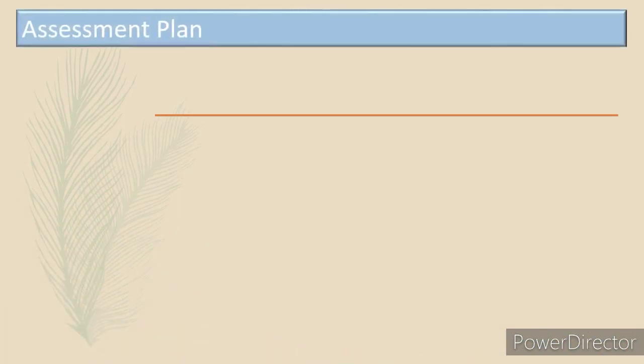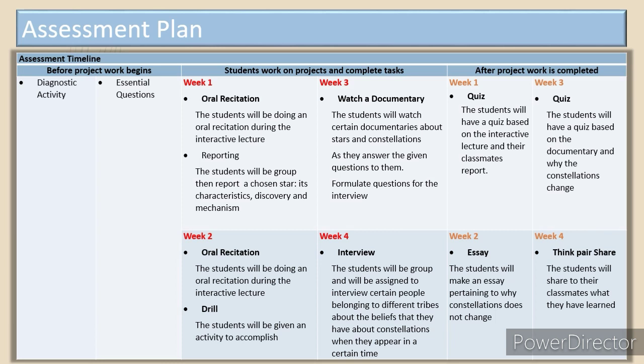Our assessment plan. This is my assessment timeline. Before project work begins, then students work on the projects and complete tasks, then after project work is completed. Before project work begins, I will be doing a diagnostic activity like the KWL chart, and I will be asking essential questions. Then students work on projects and complete tasks. During week 1, there will be oral recitation during the interactive lecture and reporting. The students will be grouped, then report a chosen star, its characteristics, discovery, and mechanism.